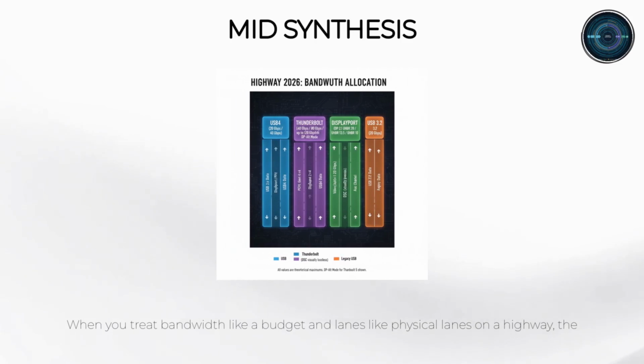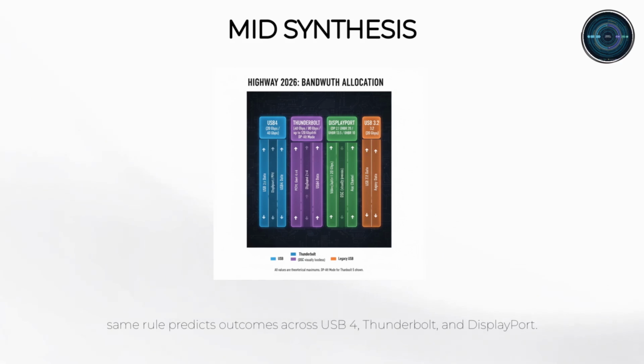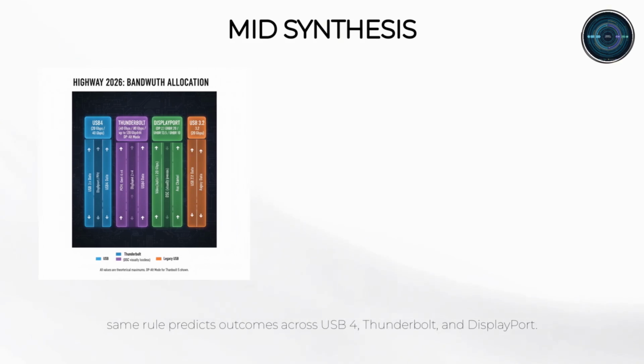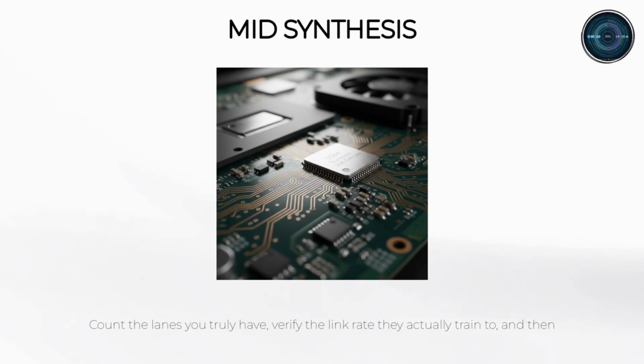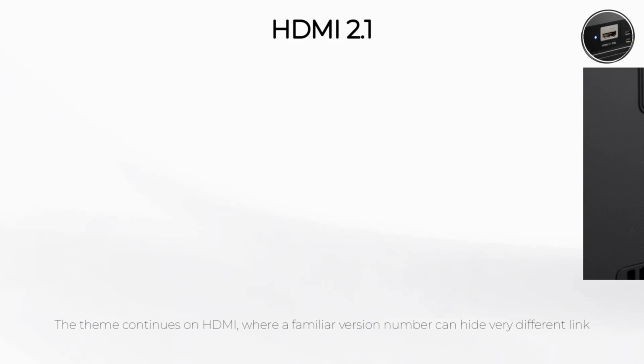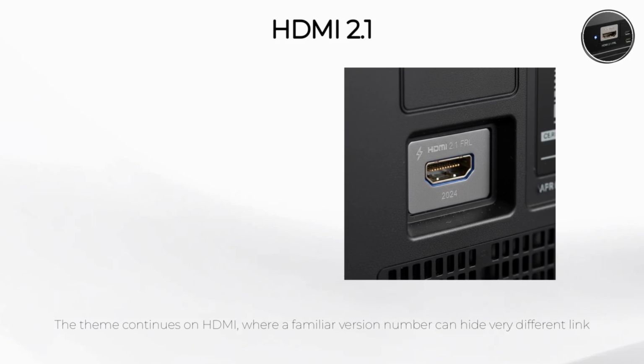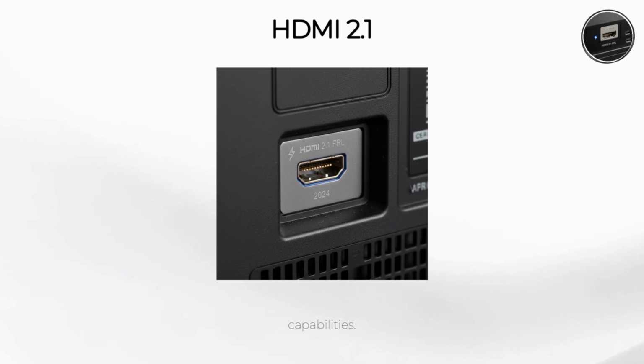When you treat bandwidth like a budget and lanes like physical lanes on a highway, the same rule predicts outcomes across USB4, Thunderbolt, and DisplayPort. Count the lanes you truly have, verify the link rate they actually train to, and then respect how the fabric divides that budget between data and displays. Do that, and the vast majority of "why won't this mode work" moments resolve without drama. The theme continues on HDMI, where a familiar version number can hide very different link capabilities.